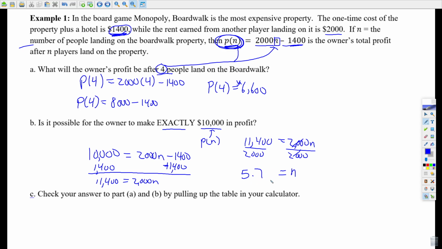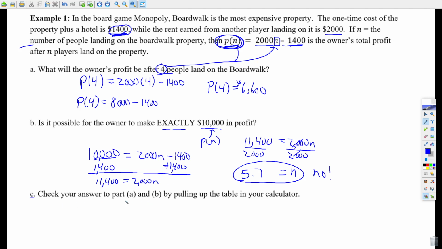So is it possible to make exactly $10,000 in profit? No, because we don't have a nice whole number for the number of people that has to land on it. So is it possible? No. This is between 5 and 6 people landing on it. With 5, you wouldn't have enough money, profit. With 6, you would have enough, but it would be over 10,000.